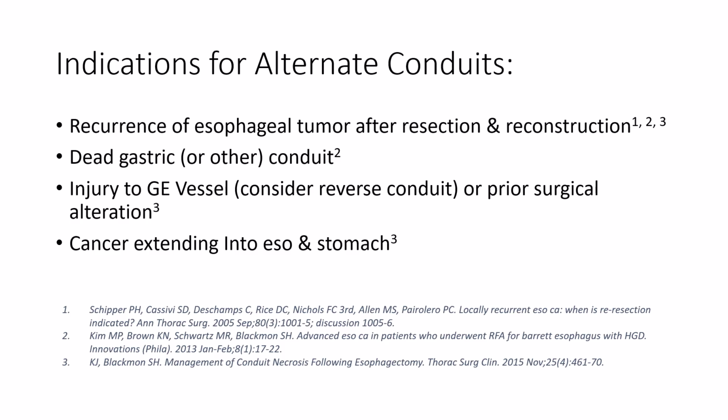Patients who have a dead conduit are also suited for this same approach. Patients who have injury to the gastroepiploic vessel that are not amenable to a reverse conduit would also require an alternate conduit such as jejunum or colon. And patients who have cancer extending into the esophagus and the stomach would require a jejunum or colon interposition.